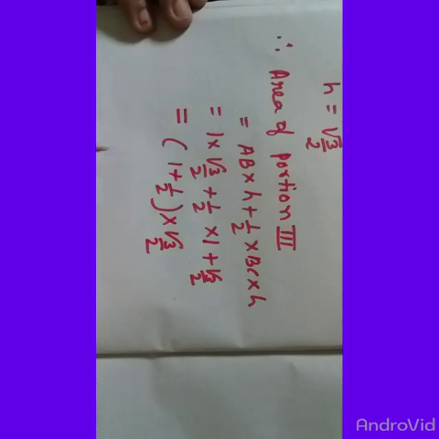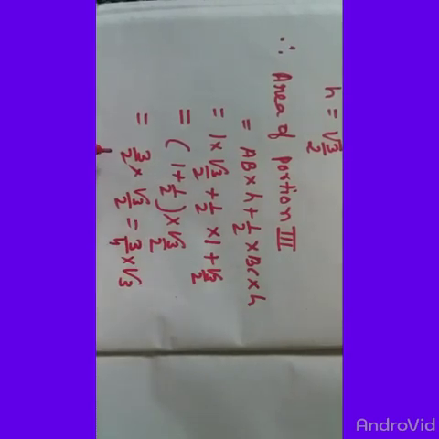So let us calculate. This becomes 3 by 2 into root 3 by 2. So this becomes 3 by 4 into root 3. So this is equals to 3 by 4 into 1.73. You know that the value of root 3 is 1.732. So after multiplying you will get 1.4 centimeter square.